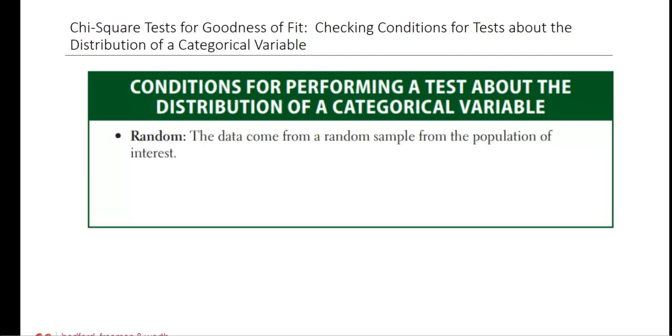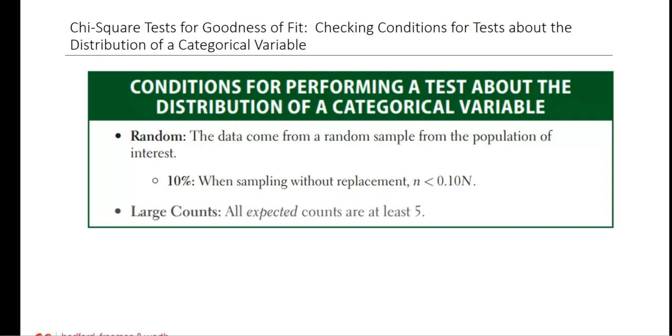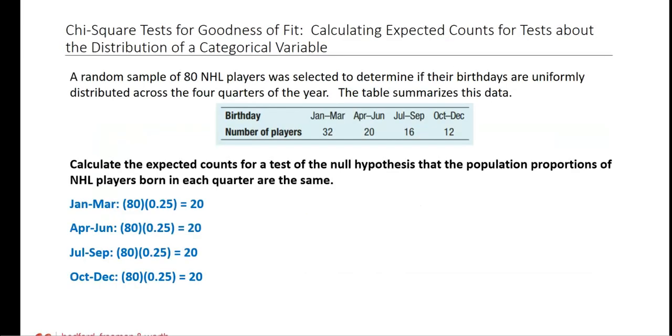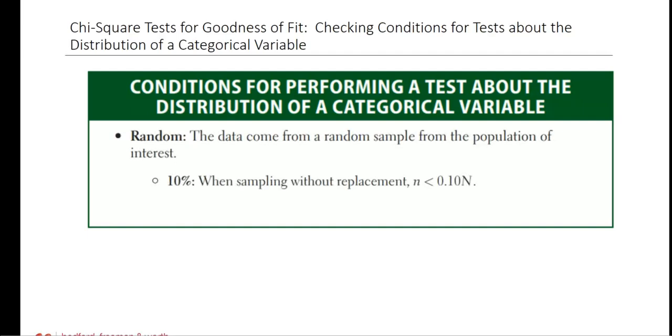What are the conditions? This may look familiar: random sample, less than 10%. This third one's a little different, and it's about counts, specifically expected counts. So all the expected counts have to be at least 5. If you look back at our expected counts, they're all 20. That's good, right? We want them all to be at least 5.